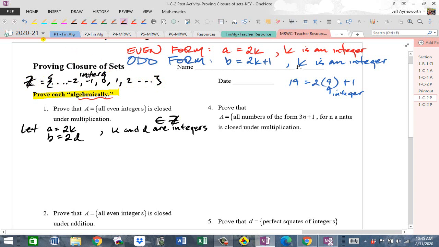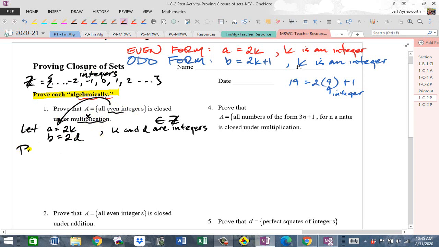You have to know what integers look like. If you don't know what they look like and can't visualize them, it's hard to work with them. So you have to know your number sets. K and l are integers, and these are even form. So you start off with even form, and now what we have to do is multiply them together and show that the result is even. The application is multiplication.